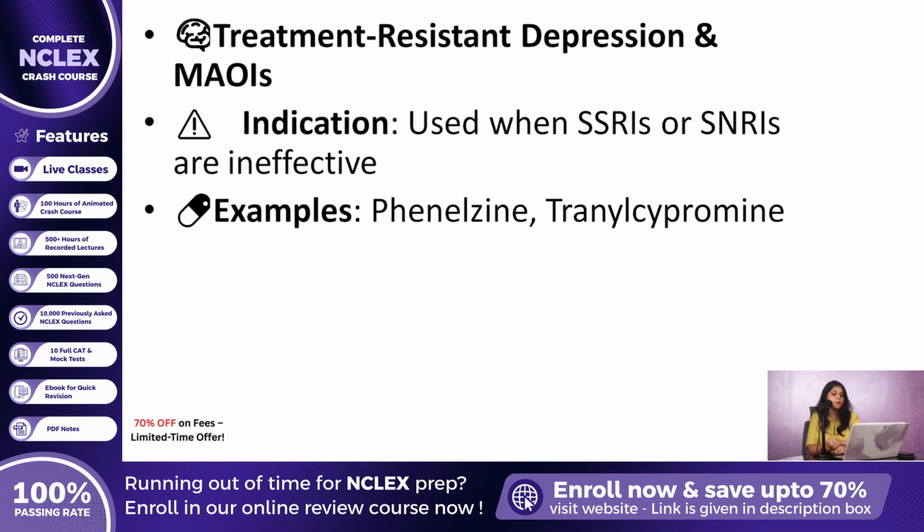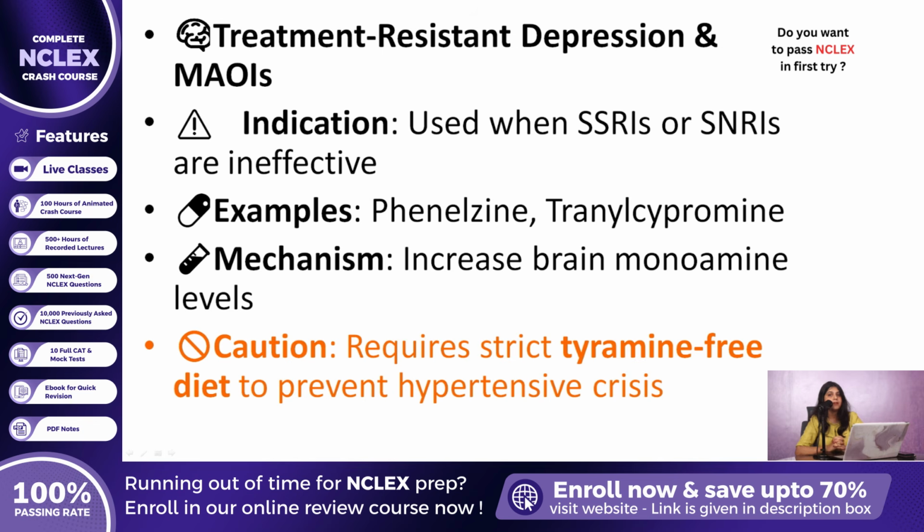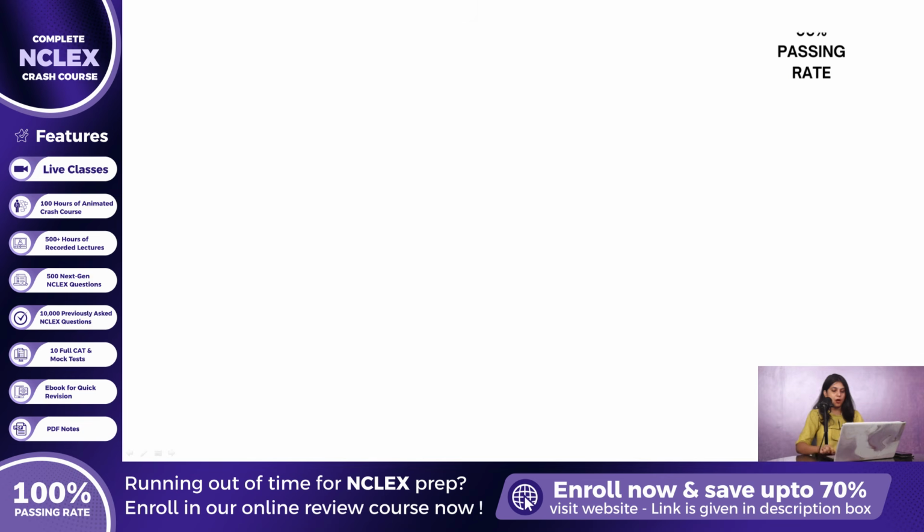They increase monoamine levels in the brain but require strict dietary restrictions due to the risk of hypertensive crisis from tyramine-containing foods. Finally, we move on to question number 52, which evaluates fluid and electrolyte priorities.